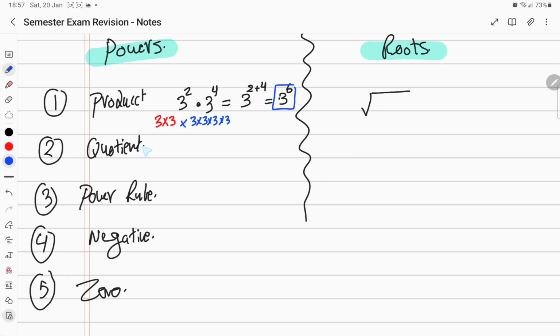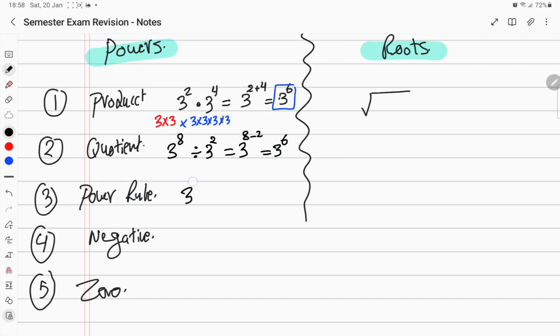In the quotient rule, in the product, we added the powers. In the quotient, we subtract the powers. So if you have, let's say, again, 3 power 8 divided by 3 power 2, in division, subtract powers, so 8 minus 2, and the base, the 3, as it is. The base, take care, it should be the same. So 3 power 8 minus 2 is 3 power 6.